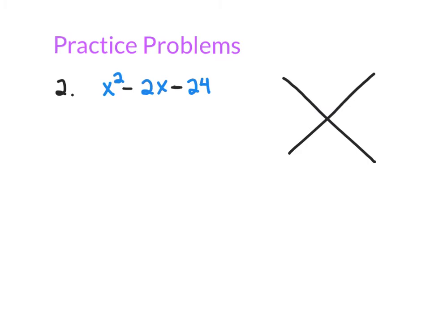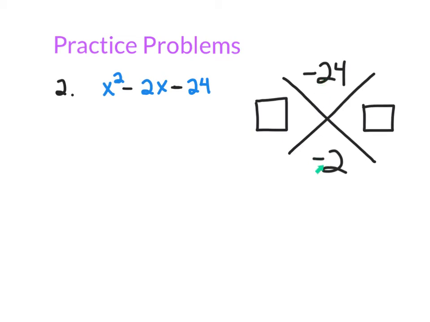All right, at the top is always a times c, or in today's lesson, since a is always equal to 1, it's just c. Now this is a negative 24, so we're going to write negative 24 in the top. And then the bottom is going to be the b, which is the coefficient in front of x, and that's a negative 2. So here we're writing negative 2. So we're looking for the factors of negative 24 that equal negative 2.